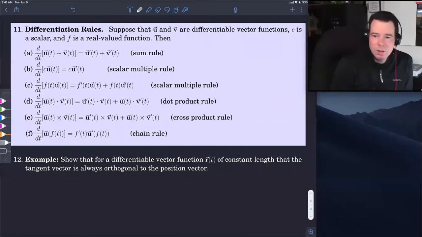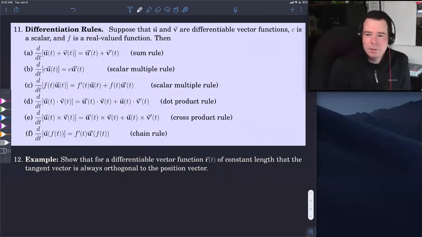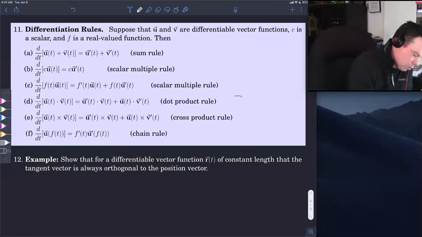So the differentiation that we just talked about satisfies all these differentiation rules. Basically, these are all the ones that we have for calculus 1. The derivative of a sum is the sum of the derivatives. The derivative of a scalar times a function is a scalar times the derivative, and so on. We also get these extra ones as well.